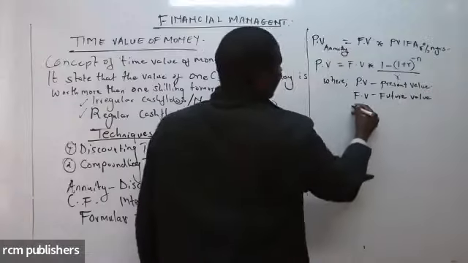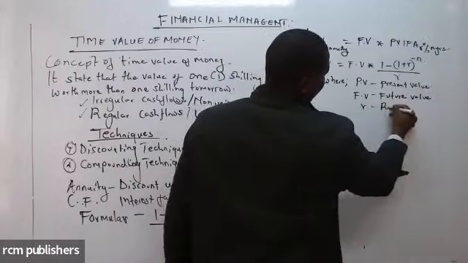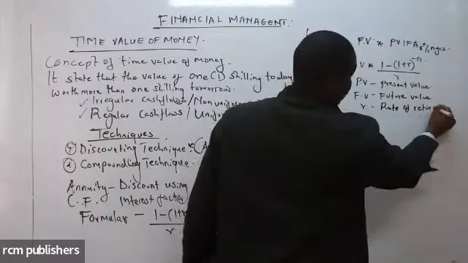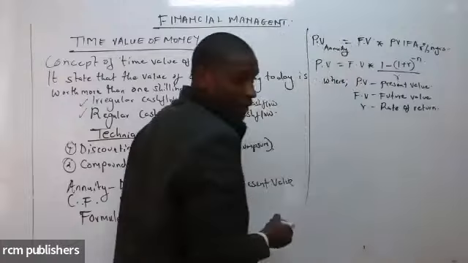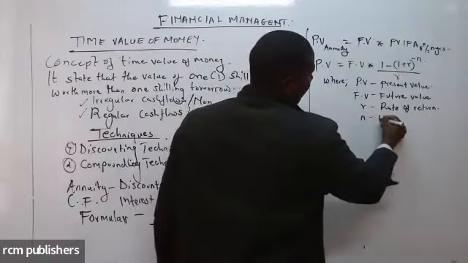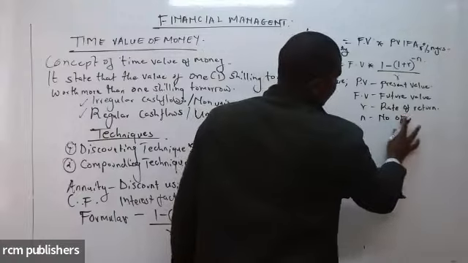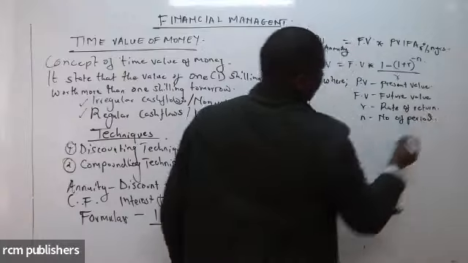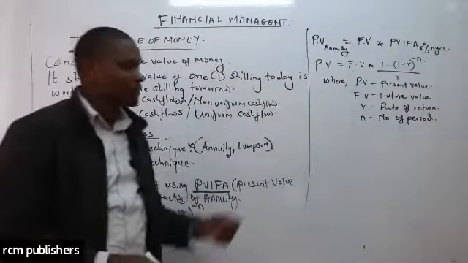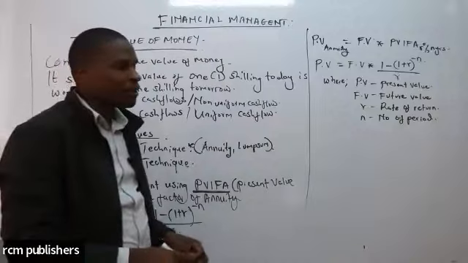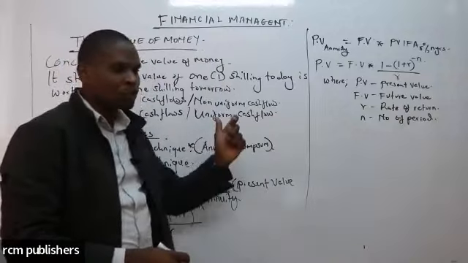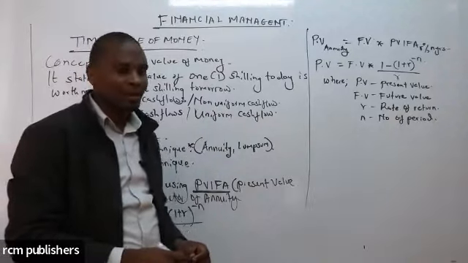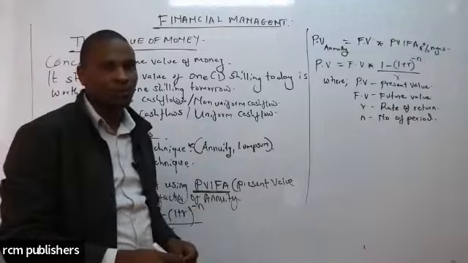R is the rate of return. Sometimes examiners call it the cost of capital. Then we have N, number of periods, or number of years. That is for getting the present value of regular cash flow or uniform cash flow. Call it annuity.